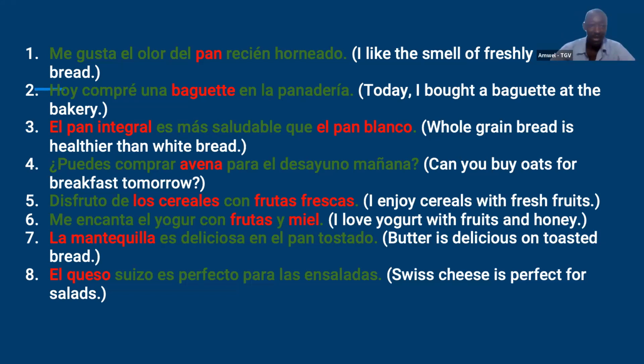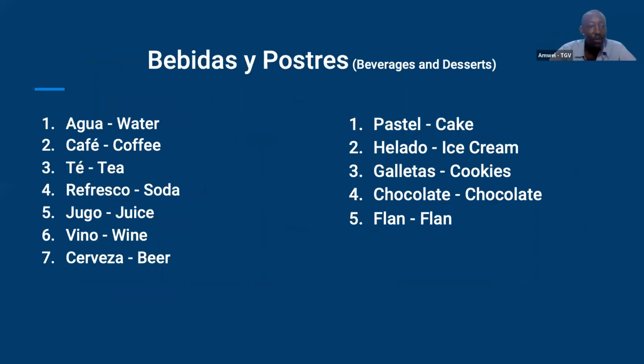All right. So then we also have bebidas y postres. So beverages and desserts.